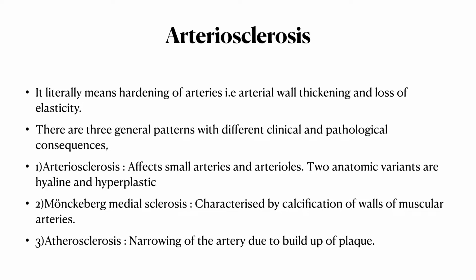The very first of these is arteriolosclerosis, which affects small arteries and arterioles. There are two anatomic variants: hyaline and hyperplastic arteriolosclerosis. Hyaline arteriolosclerosis is mainly observed in patients with essential hypertension or diabetes mellitus, whereas hyperplastic arteriolosclerosis is observed in patients with severe hypertension, and it also shows severe smooth muscle cell proliferation in the blood vessels.